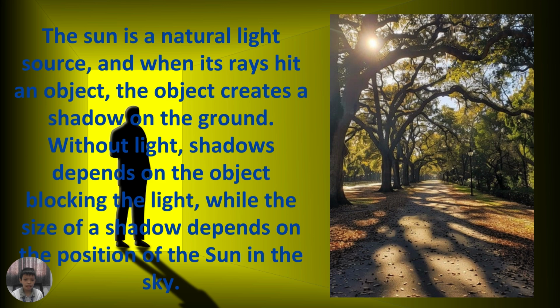The sun is a natural light source, and when its rays hit an object, the object creates a shadow on the ground. Without light, there are no shadows. A shadow depends on the object blocking the light, while the size of a shadow depends on the position of the sun in the sky. If you put a toy under a lamp, you'll see a shadow behind it. Raising the lamp makes the shadow smaller, while lowering it makes the shadow bigger. This shows how light and shadow work together.